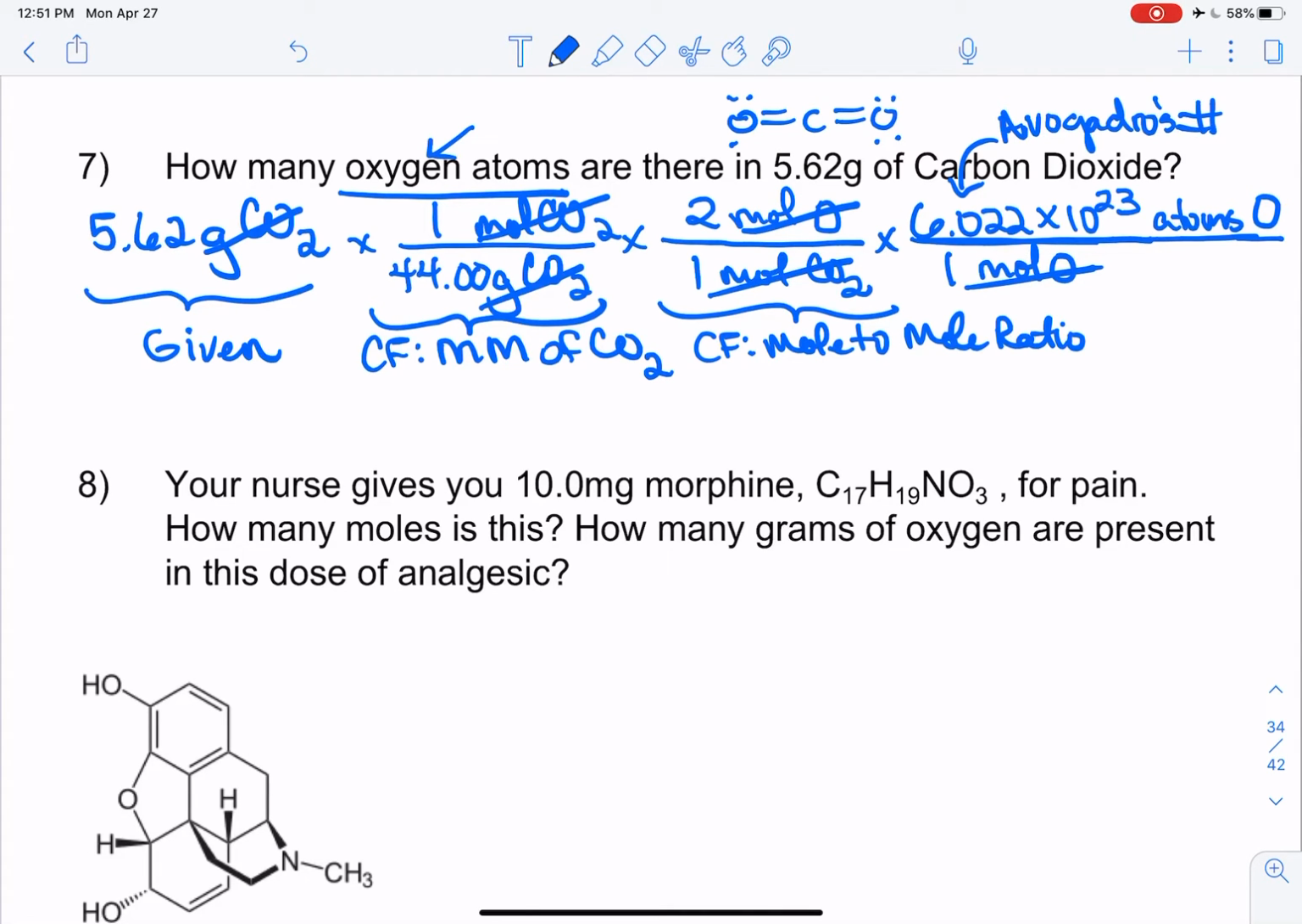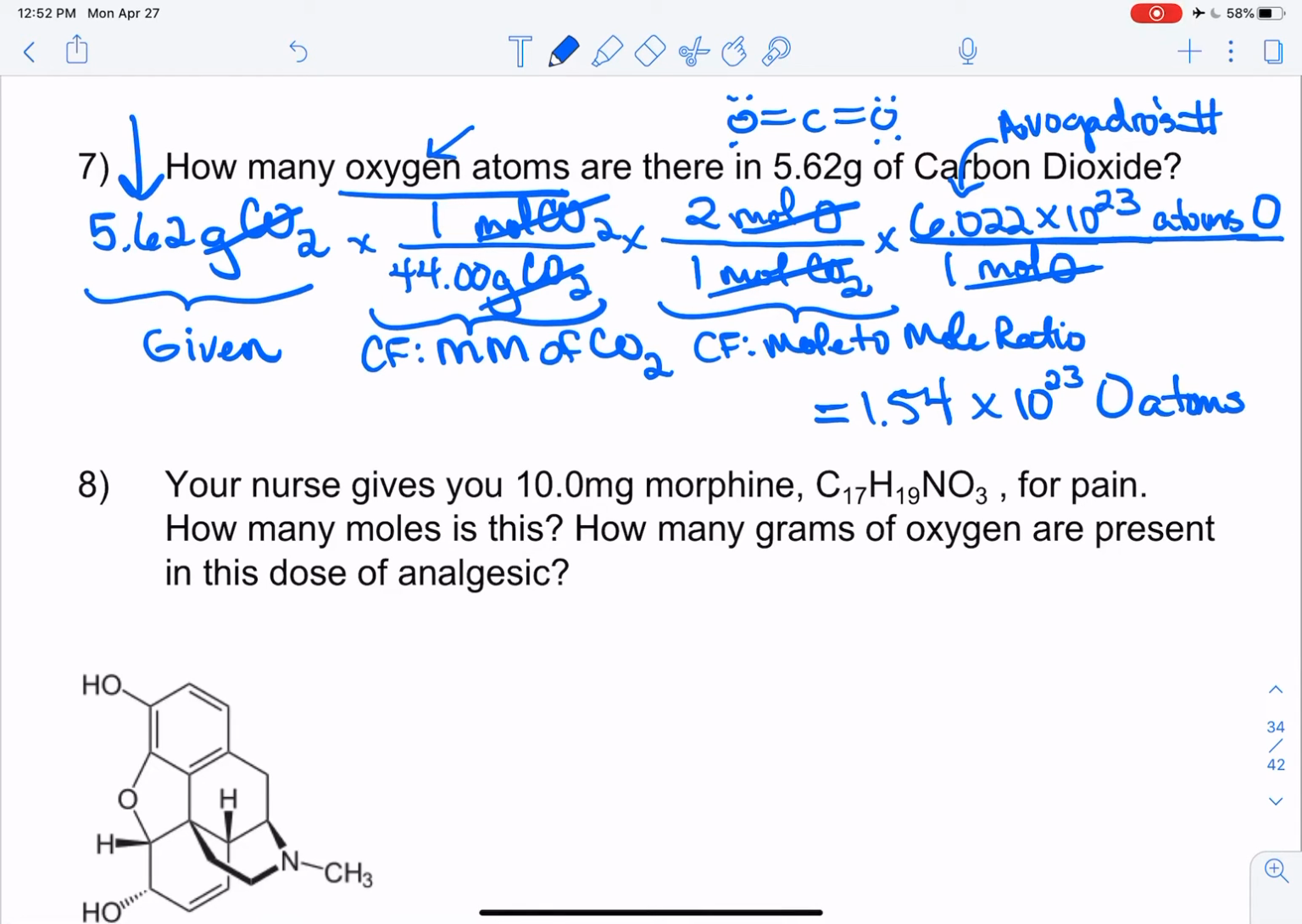If you have forgotten how to do exponents on your calculator, now's a really good time to review that. Okay, so what we're going to get for our answer has 3 sig figs, and we have 1.54 times 10 to the 23rd oxygen atoms.